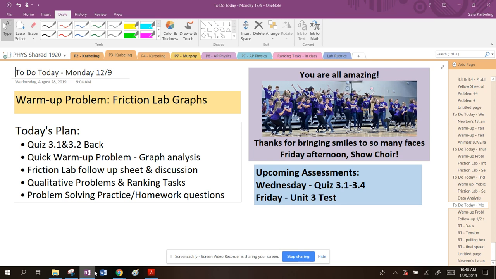Unit 3 review on Thursday, and then Friday we will take a test. The test will look similar to the quiz, but it will also have some qualitative problems on it as well, which is what we're going to practice today, okay? This is not a week of rest for us. In physics, we are going to hit it hard. We're going to go, so I need to make sure that you are with me and you're focused.